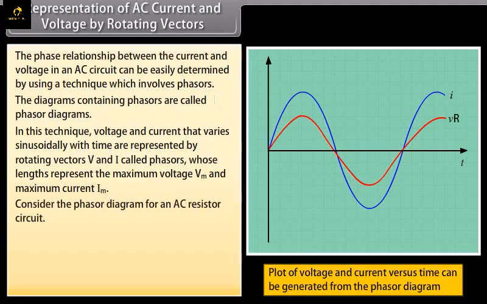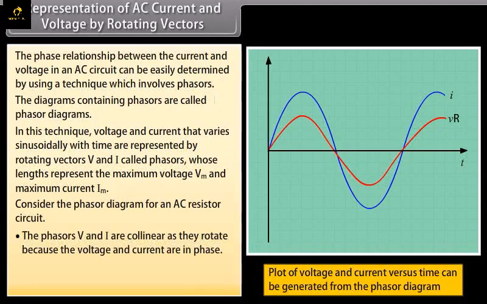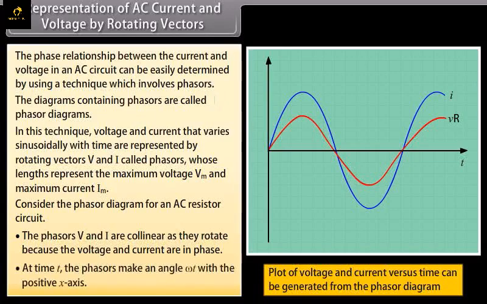Consider the phasor diagram for an AC resistor circuit. The phasors V and I are collinear as they rotate because the voltage and the current are in phase. At time t, the phasors make an angle omega t with the positive x-axis.